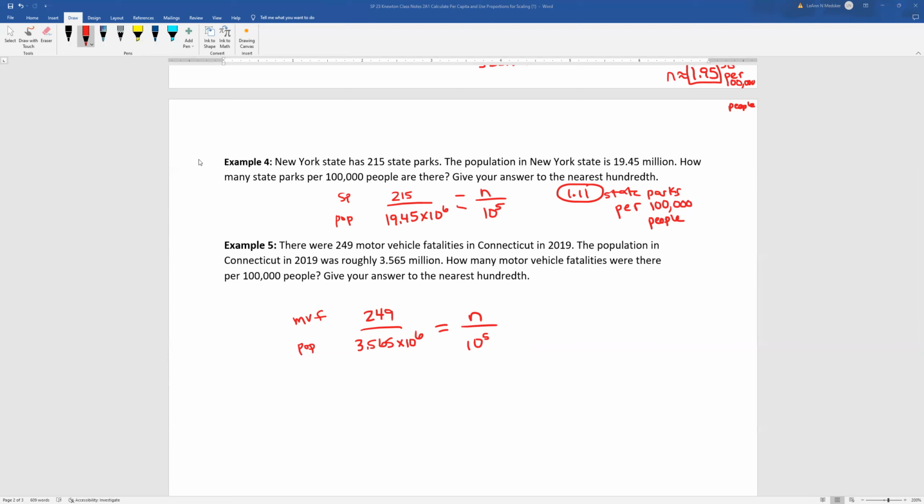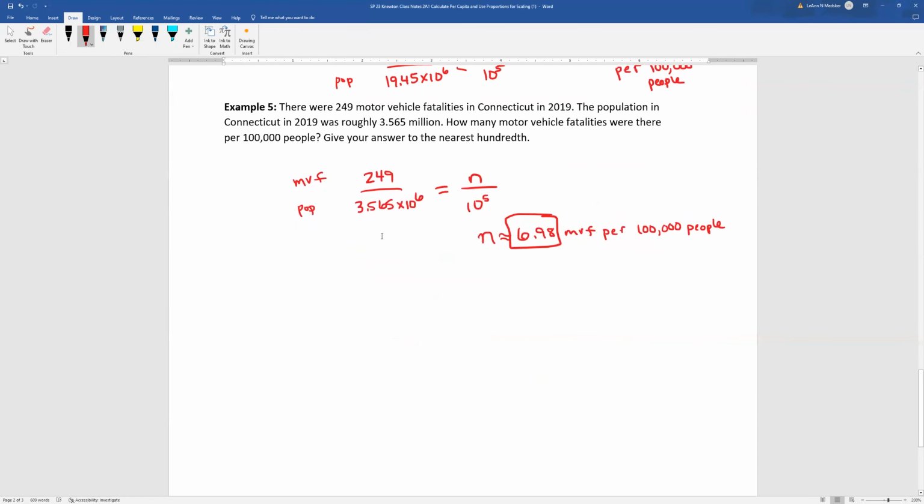And that's only when we're going to those nice even numbers where it's a 1 followed by a bunch of zeros. So 249 times 10 to the 5th divided by parentheses 3.565 times 10 to the 6th for the million. And this is going to be 6.98 rounded to the nearest hundredth. So about 6.98 motor vehicle fatalities per 100,000 people. Okay. All right. That is the end of 2A1.